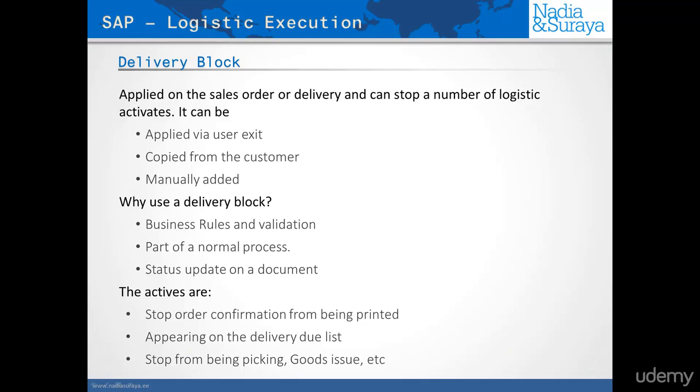Wow, that was a big lecture, but we're finally done. So, in closing, we've seen how to configure the delivery type on the header level, how to configure the item category on the item level, obviously. What are the different options? We looked at the delivery block and the incomplete procedure.